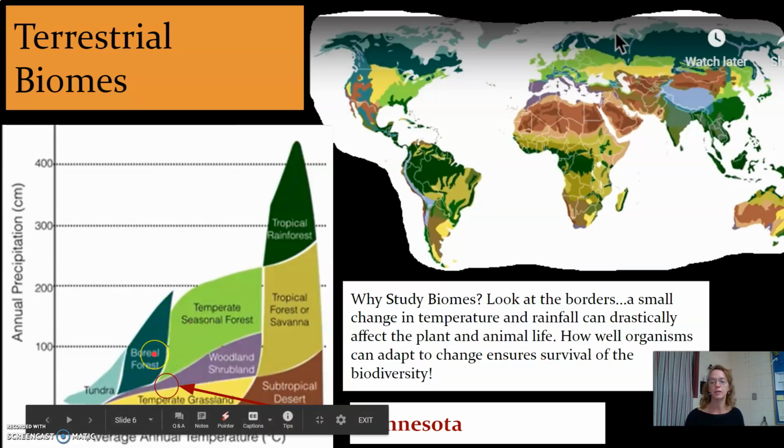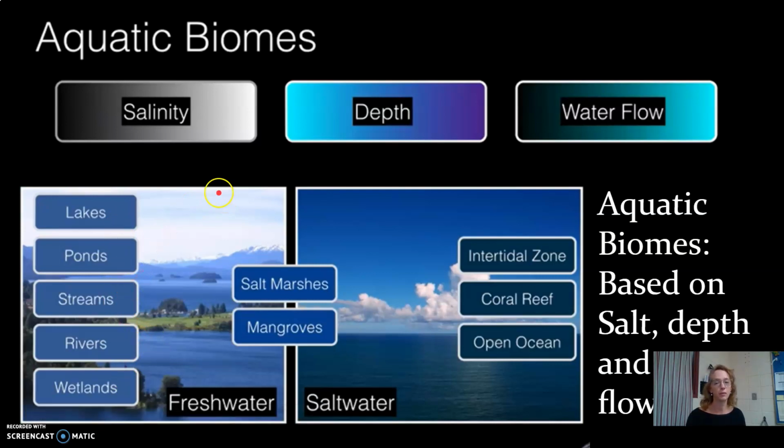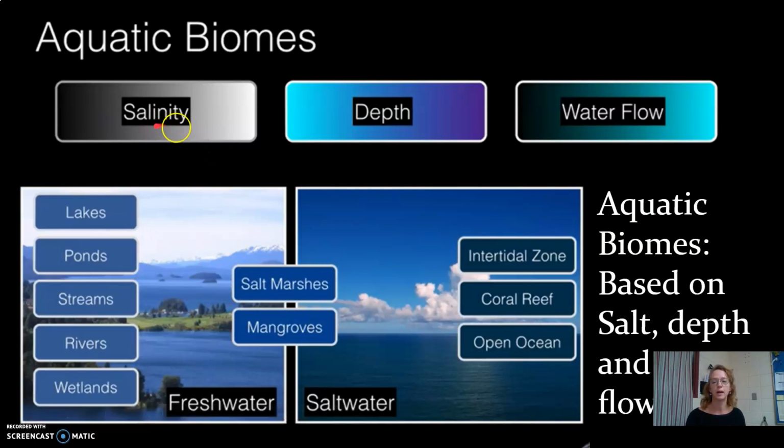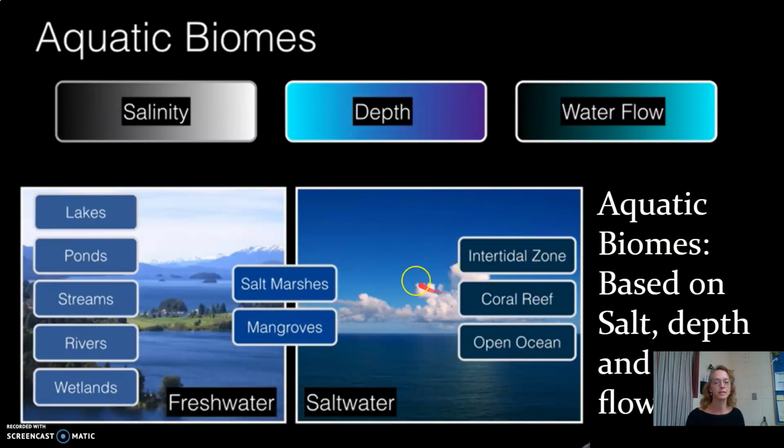So I do want to talk about terrestrial biomes mostly, but in Minnesota we also have lots of aquatic biomes. Because we don't have to worry about rainfall, these biomes are already in water. Aquatic biomes are defined by how much salt is there, how deep they are, and this depth also determines temperature. So that kind of covers the temperature realm. And then is the water moving or is it stagnant? We will study all of this stuff by looking at some lakes and ponds and streams and rivers around us. And then we also have these saltwater biomes. Intertidal zones and coral reefs have lots of life in them.